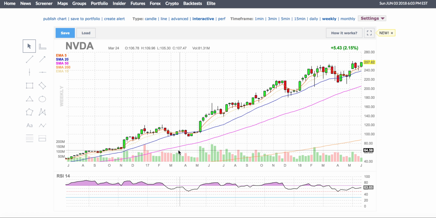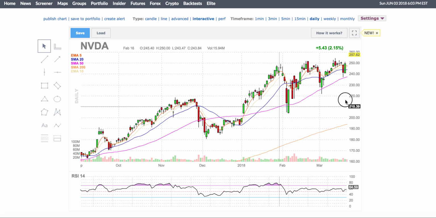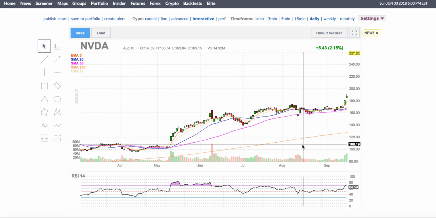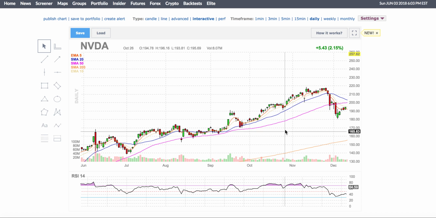So I have this NVIDIA chart. If you look at the daily chart, it has a 200-day moving average. If you look at the slope of the 200-day moving average, we can clearly see the stock is above it. And there is a 50-day moving average and a 20-day moving average. So 200 is a longer time frame, 50 days is a shorter one, and 20-day is the shortest. So look at the moving averages.